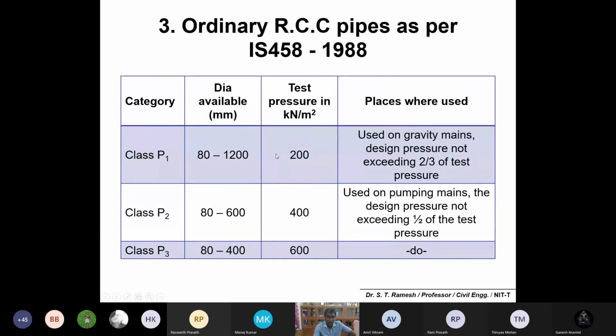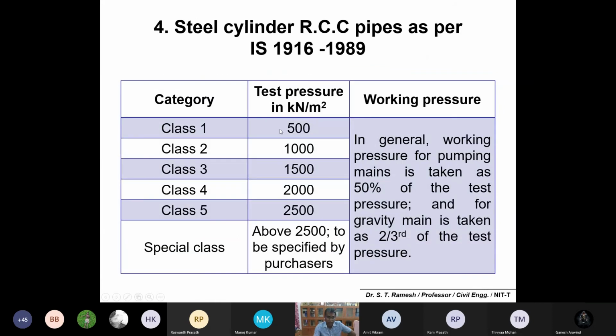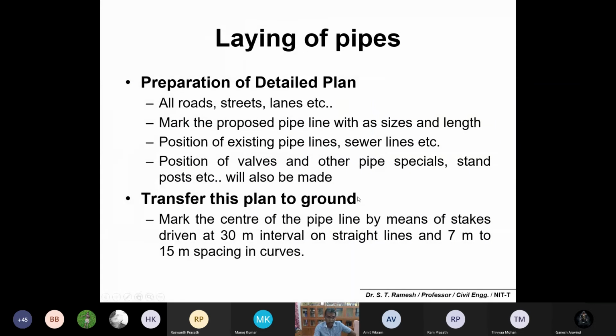This is for the ordinary RCC pipes as per IS 456 1988. What could be the diameter, what could be the test pressure, and where you can use these types of pipelines. And this is for 5 classes of category 1, 2, 3, 4, and 5 of cylinder RCC pipes as per IS 1916 1989 with the test pressure.